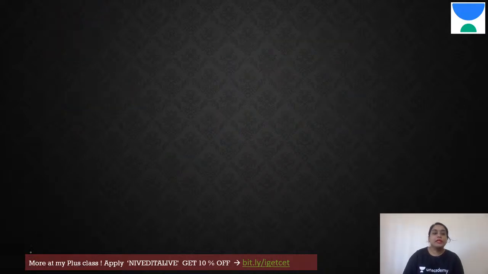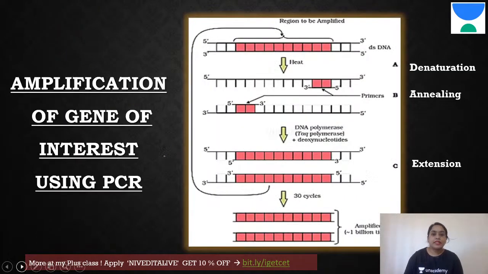So usually, let me go ahead to that slide and show you. Amplification of gene of interest, or GOI, we write it as GOI. There's a particular gene that you're interested in. That's why it's called gene of interest. Simple, right?